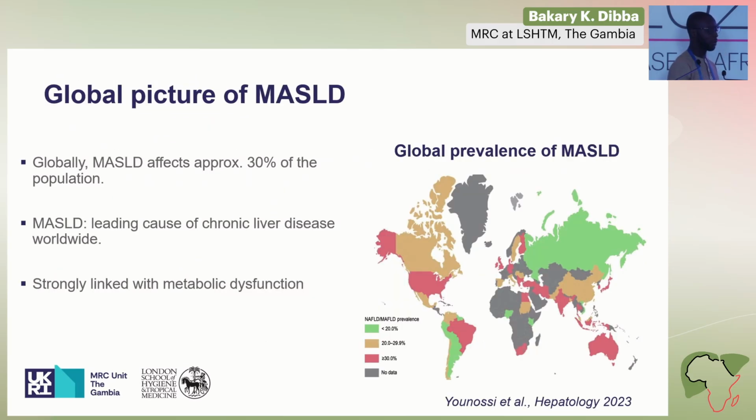Looking at the global picture of fatty liver disease or metabolic steatotic liver disease, it shows that about 30% of the world population is affected by muscle. You also look at muscle as one of the leading causes of chronic liver disease, and it has a strong link with metabolic dysfunction. If you look at the map, like Wendy showed, Africa seems to have no data at all as far as muscle is concerned.